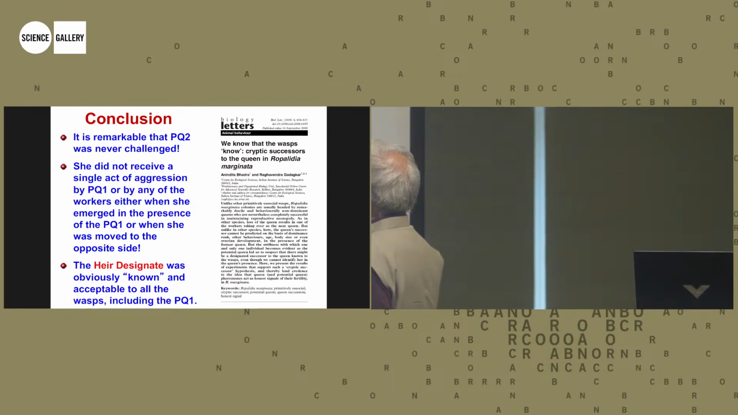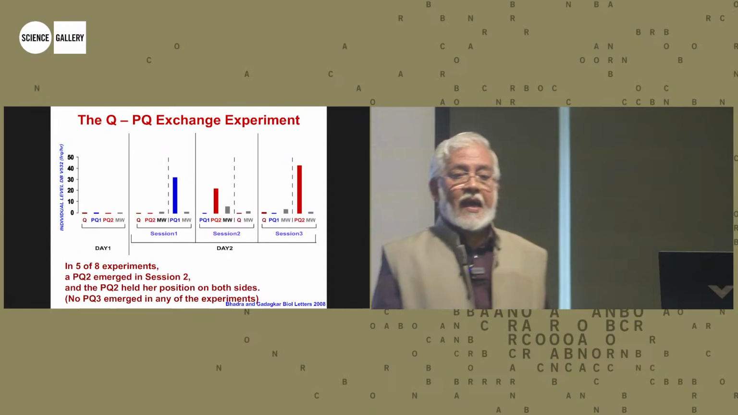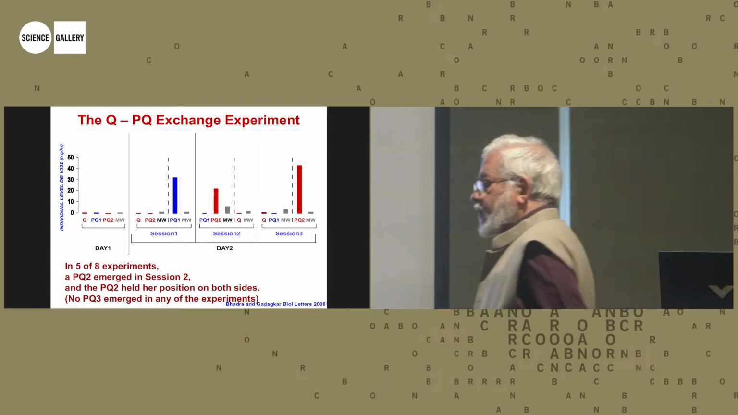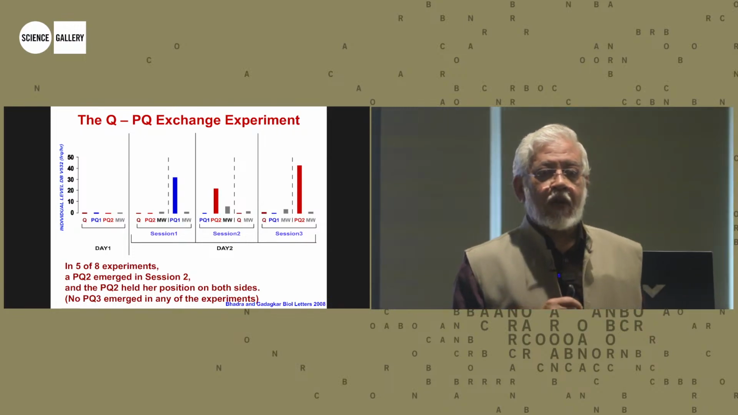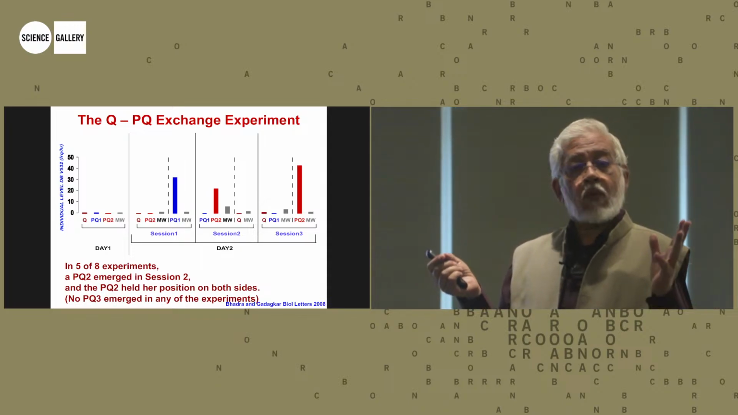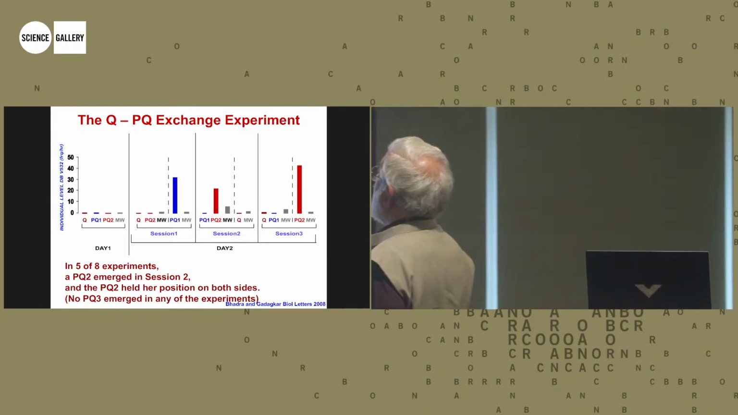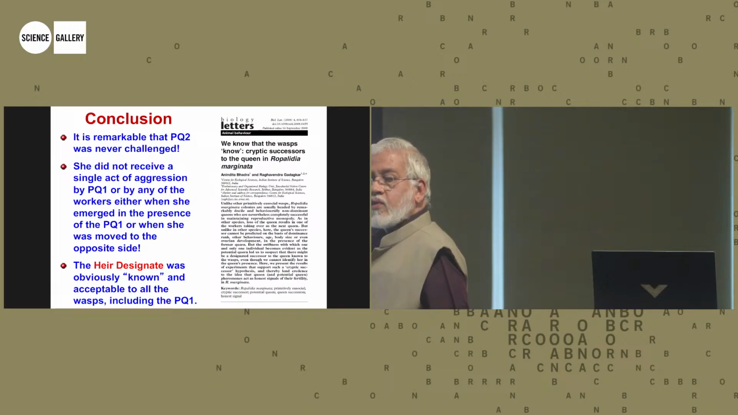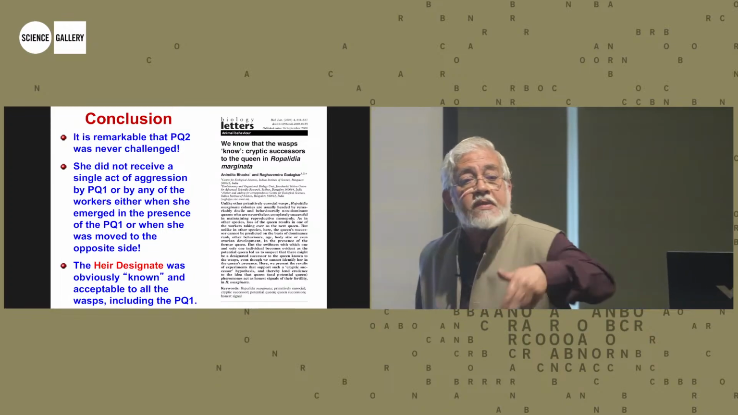let me go back one slide. So, in other words, there is an heir designate and they all know who she is. And whenever I gave talks before we did this experiment, people would always ask me, do you know who the potential queen is? I would say, no, I don't know. Now I could proudly say, we know that the wasps know. So, we actually published a scientific paper with the title, We know that the wasps know who their heir designate is.